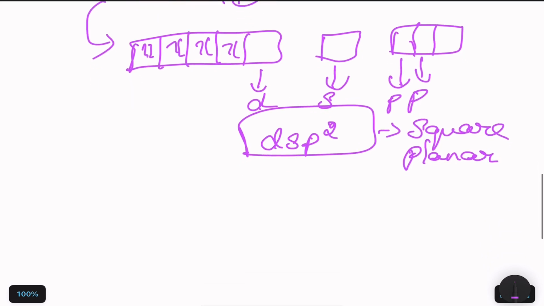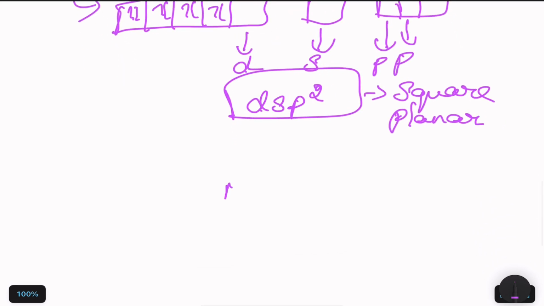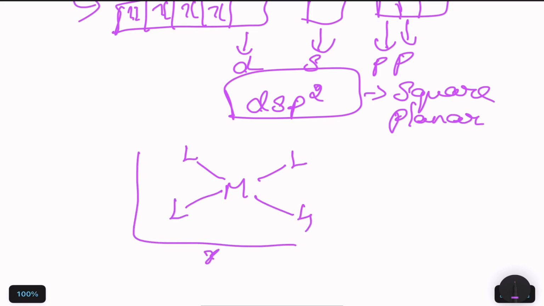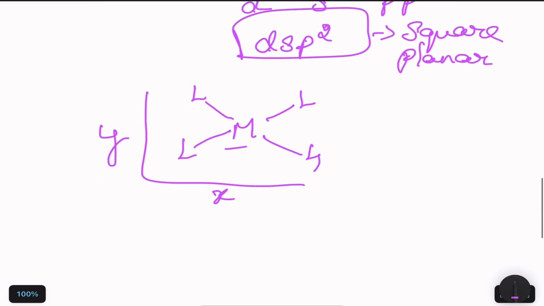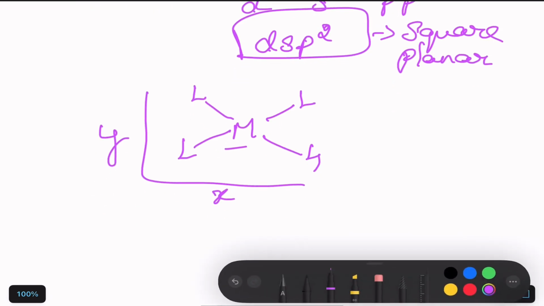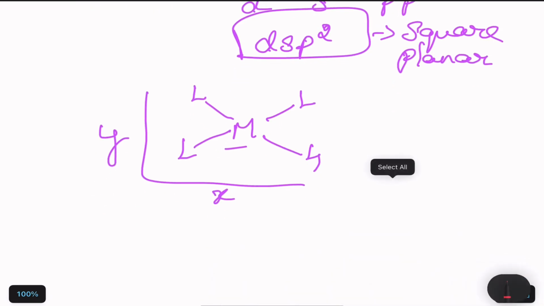Square planar structure. Okay, so square planar structure means one metal is present and then 4 ligands are present at the sides. So only 2 axes will be present. Okay, x-axis and y-axis. So you can consider a square planar as a table. Okay, in the table, in the center, metal is present, and surrounding that center, whatever ligand is present is surrounding that place. Okay, so this is a square planar structure.